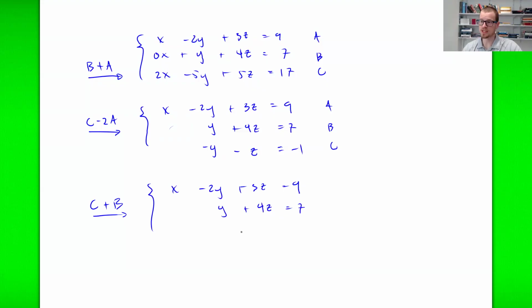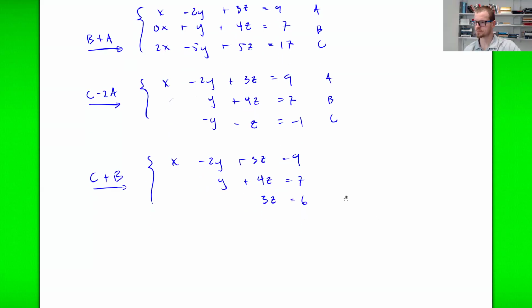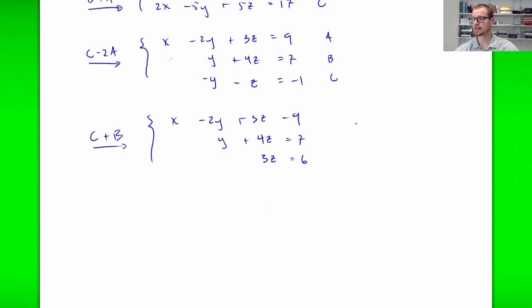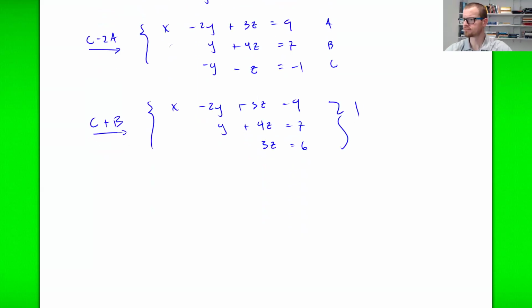And the third equation is the one that I am manipulating. I'm adding these two equations together. Negative y plus y gives me 0 y's. Negative z plus 4z gives me 3z. Negative 1 plus 7 gives me a positive 6. Now I have this triangular form. And I can use the method of back substitution.